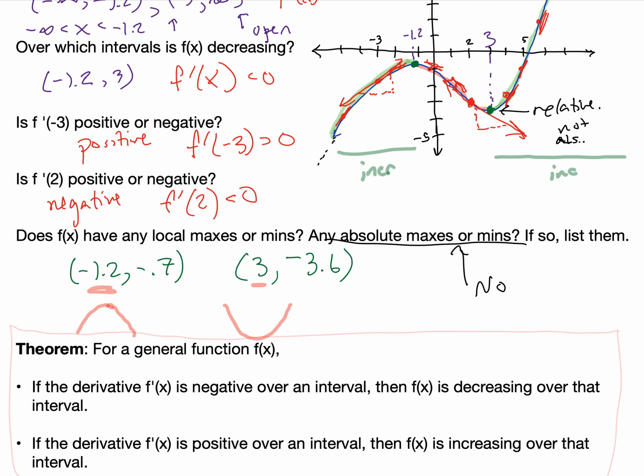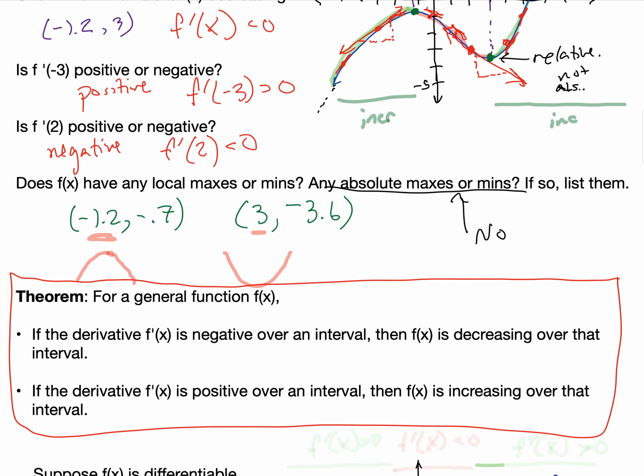And if f prime of x is positive over an interval, then f of x is increasing over that interval. So this is really important, this connection between increasing and decreasing functions and the derivative. So negative derivative, decreasing original function; positive derivative, increasing original function.